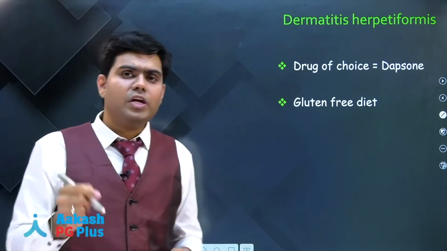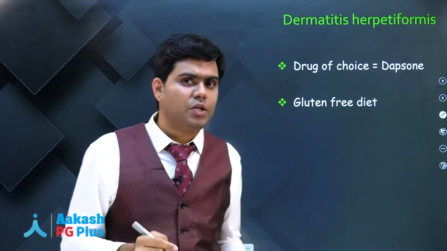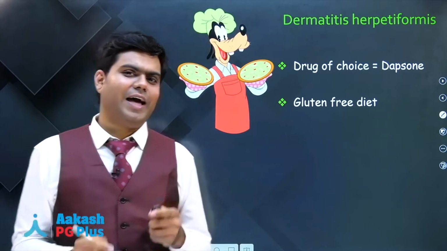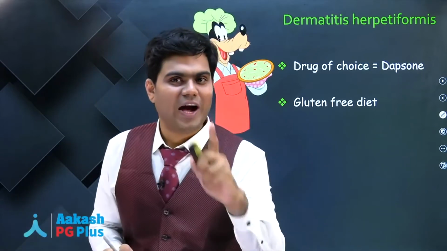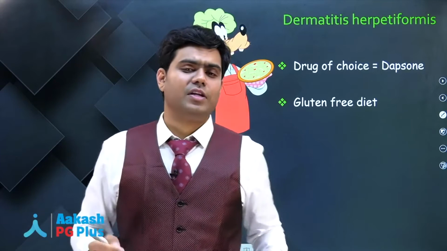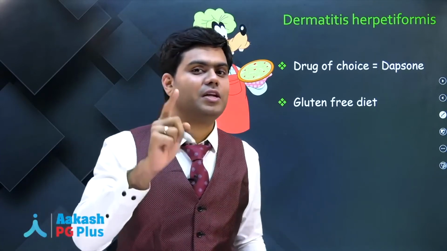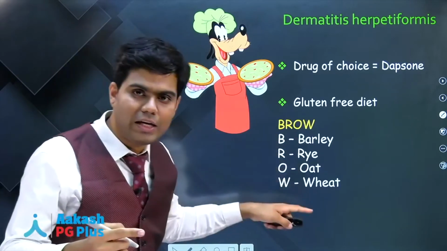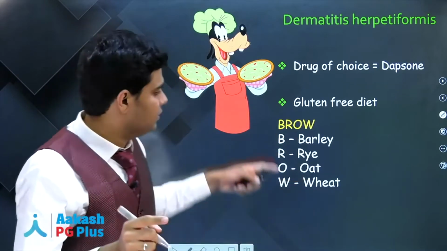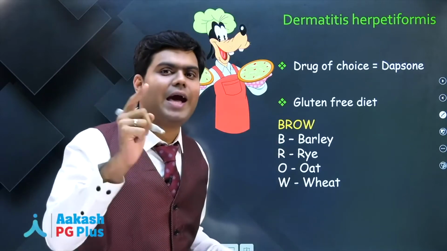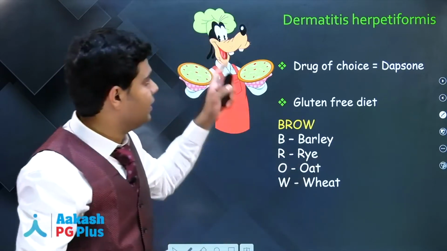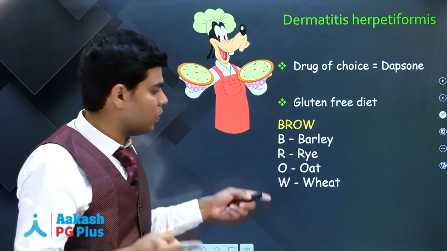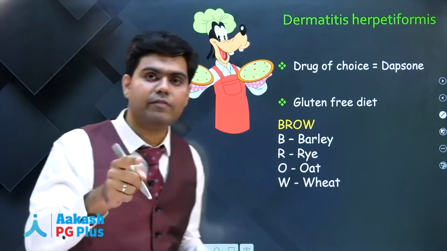So a gluten-free diet, what does that include? Can you eat pizza? No, you can't eat pizza. You will say, sir, I eat healthy food, I eat oats. You can't eat oats. Sir, then what can I eat? So remember the mnemonic BROW: barley, rye, oat and wheat. These all contain gluten and hence cannot be given in a case of dermatitis herpetiformis. So you cannot give barley, rye, oats or wheat.